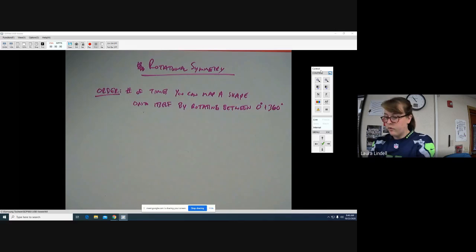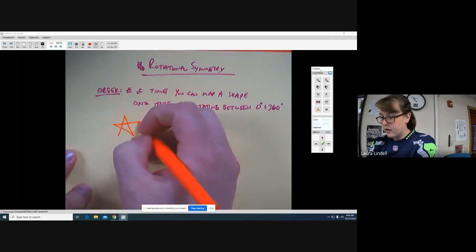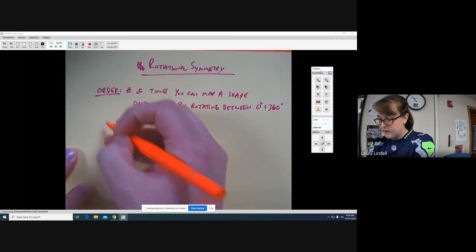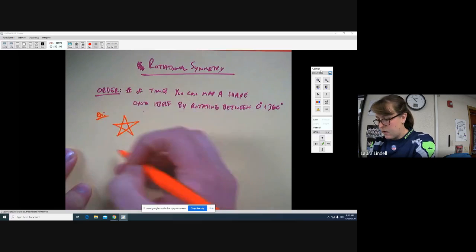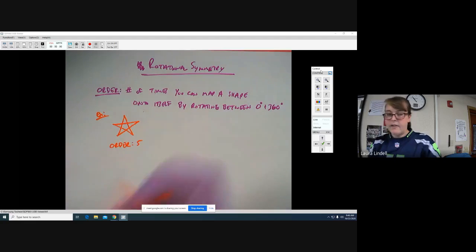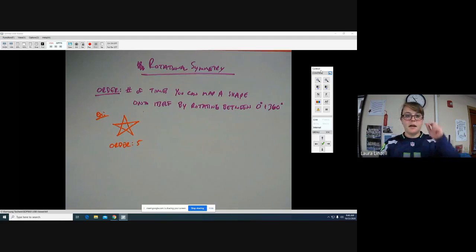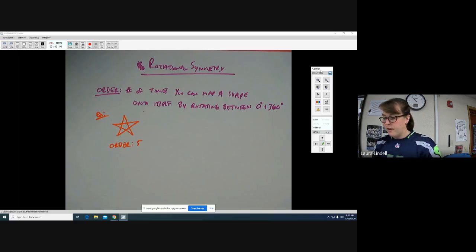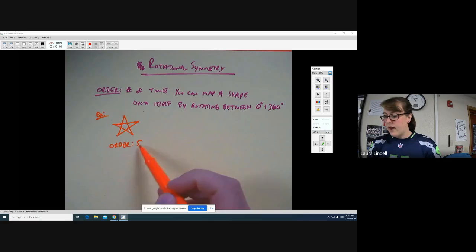Okay, so for example, we had the star. The order was 5 because I could rotate that thing 5 times and have it land on top of itself each time between 0 and 360. So the order was 5 for the star, and notice how it had 5 points.